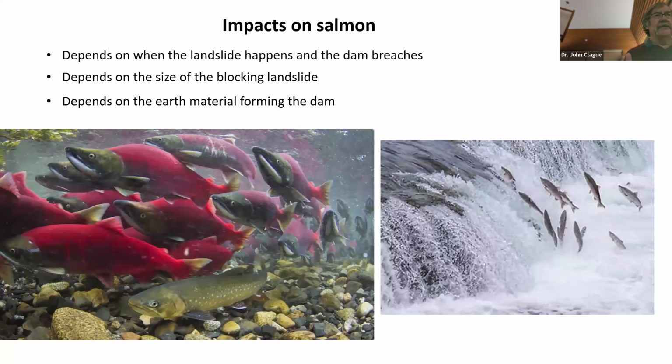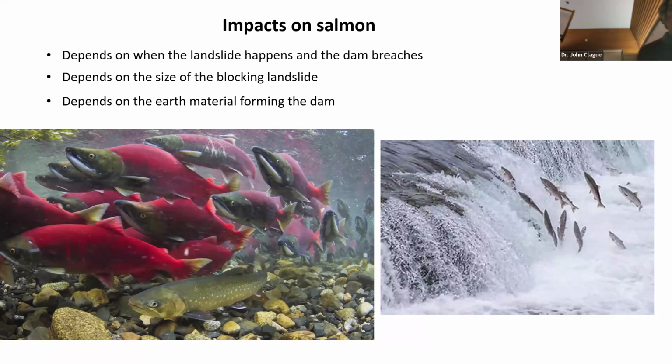impacts of these types of events, which we know are recurring, have happened in post-glacial time hundreds and hundreds of times on salmon. And until really into the colonial period, they didn't seem to affect populations all that much. So the salmon are somehow dealing with the fact that their spawning beds are getting disrupted periodically by these blockages, which I think is amazing.